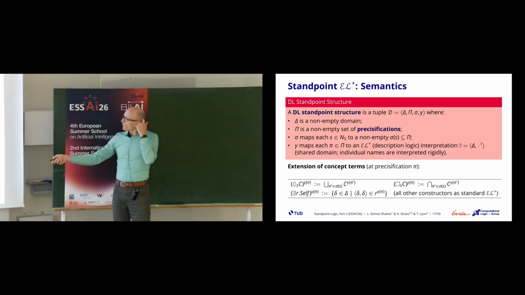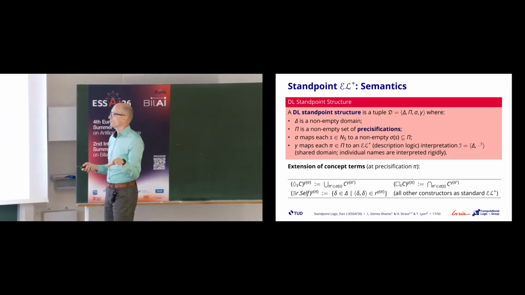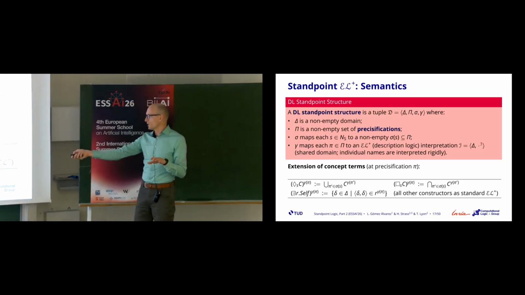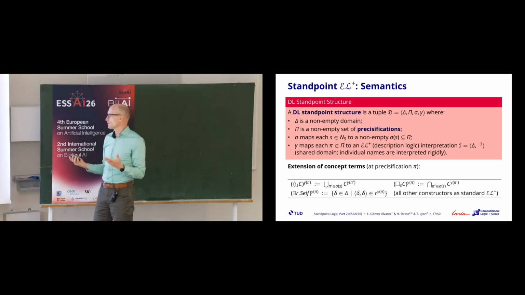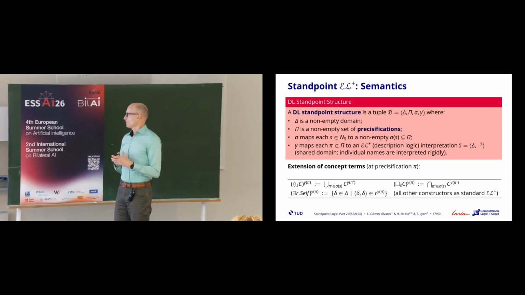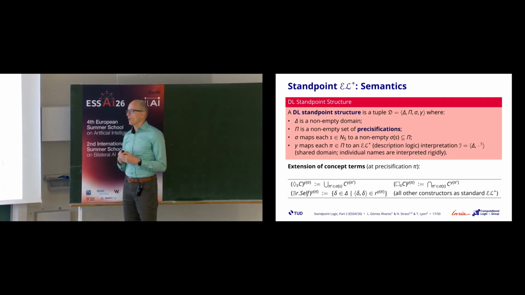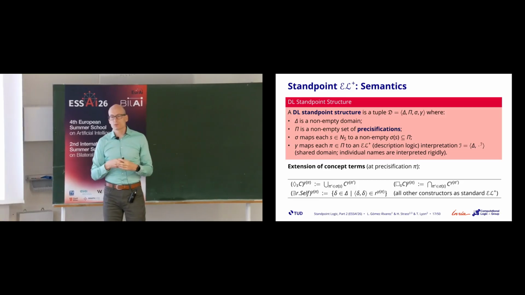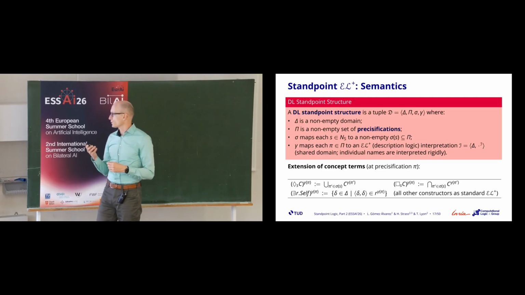And as I said, the self construct is something that existed before, so we didn't invent it. It's relatively cheap and easy, and here you just take all the elements of Delta, so all the individuals that have an R relation with themselves. These are reflexive arcs. The other constructors are standard description logic EL, and for the conjunctions of literals, we use the standard interpretation of conjunction and negation. So there are no surprises there.